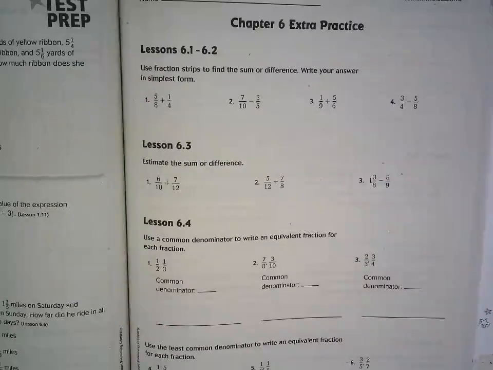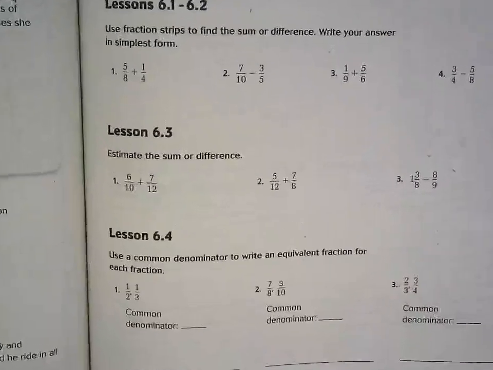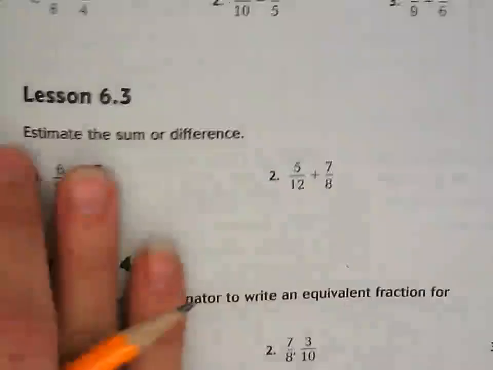Why, hello! We're going to be looking at our Chapter 6 review from Go Math, page 141. We are going to be looking at how to add and subtract fractions using a common denominator when our fractions are recorded with unlike denominators. So let's go ahead and begin, and we're going to begin by looking at the very first question.